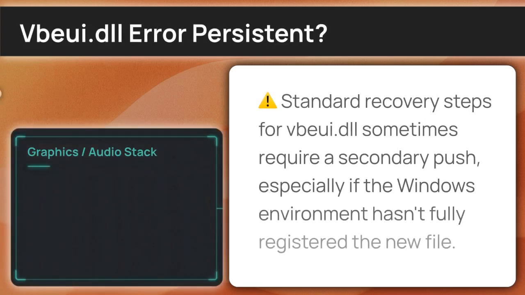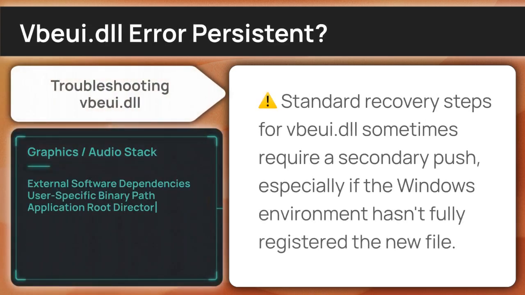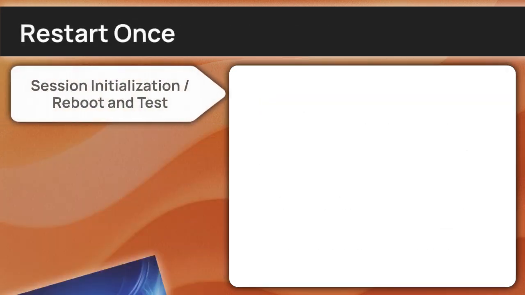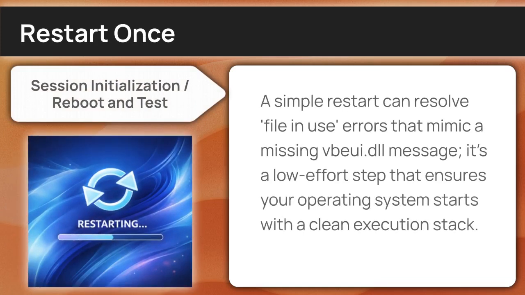Should the file remain missing after a reinstall, we need to ensure that the operating system is forced to re-index its shared library paths. A full system restart clears the temporary memory cache and allows Windows to attempt a fresh initialization of all required libraries, including VBA UI Library.